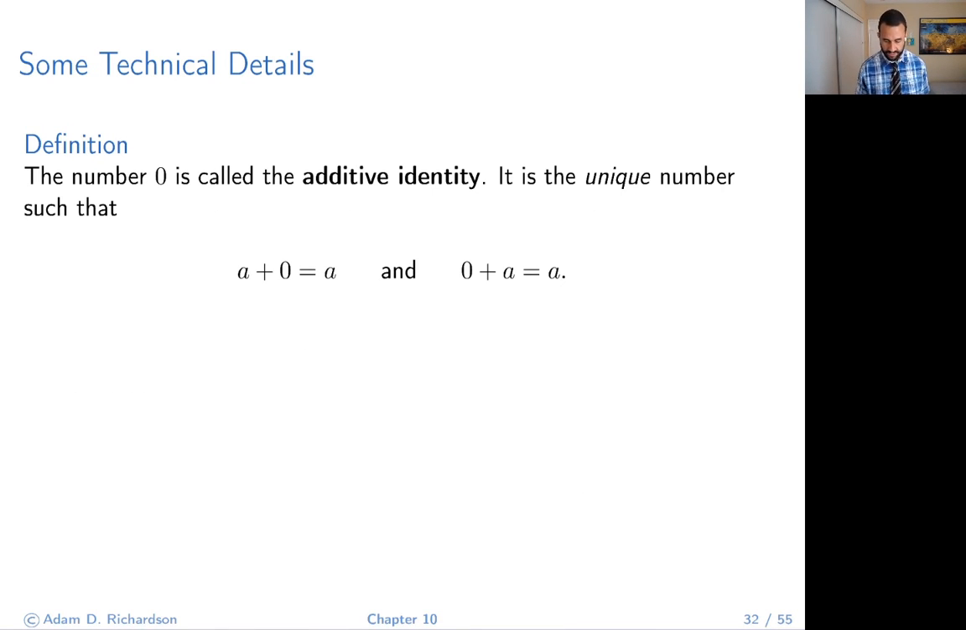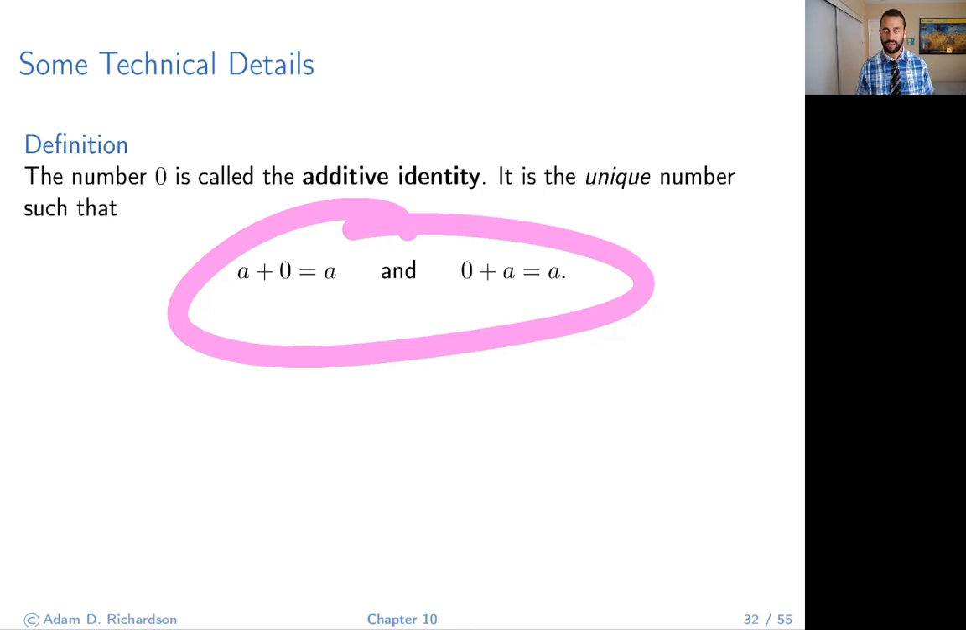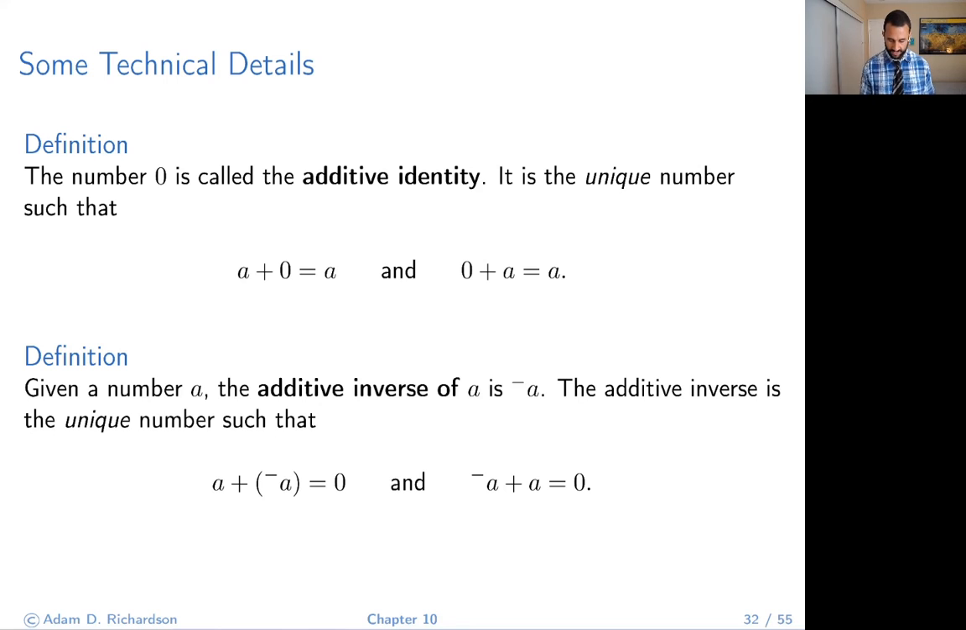Okay, so, oh, technical details. We actually talked about this. Zero is the additive identity. We talked about additive inverses, so that's good. We know what that is. Additive inverses are numbers where when you add them, you get zero.